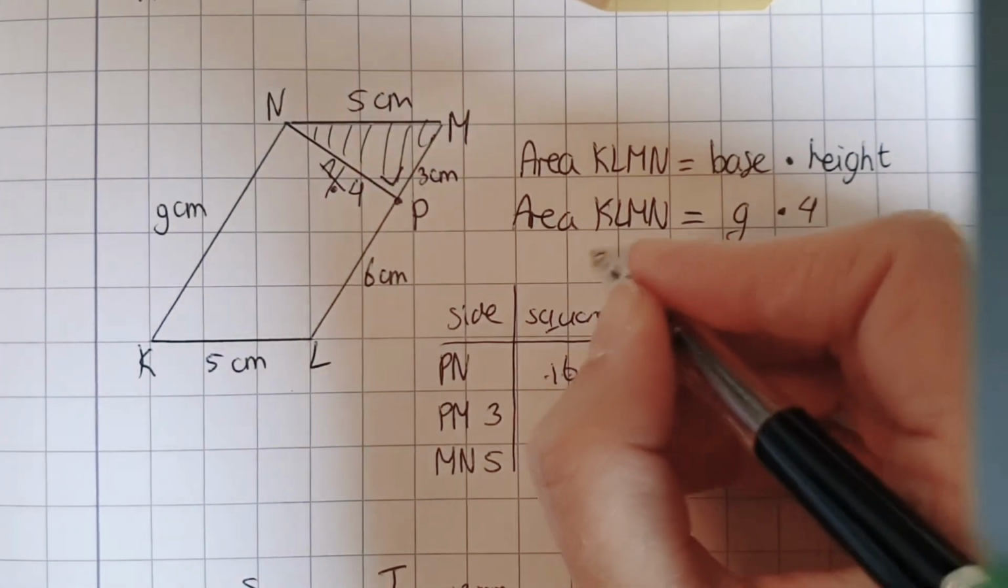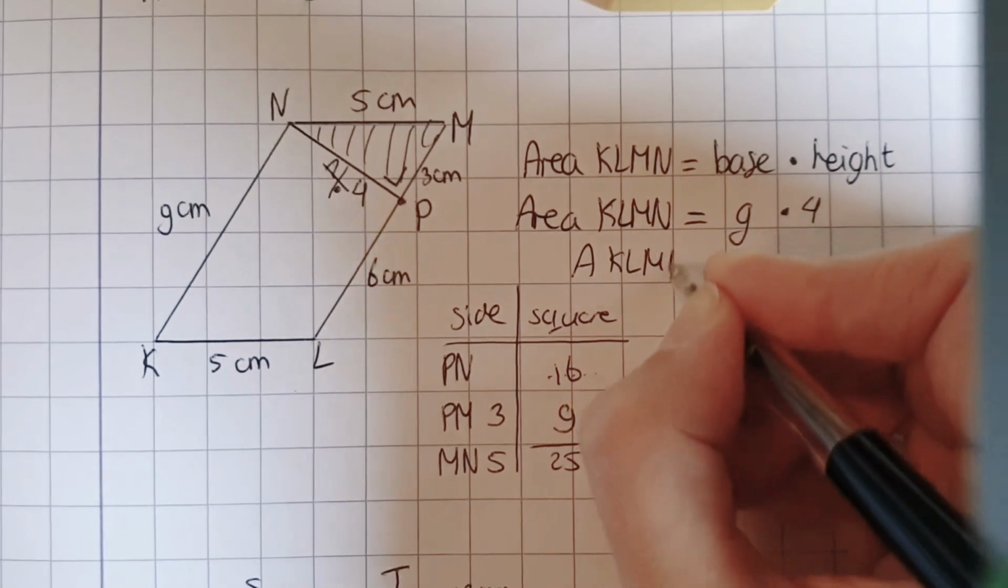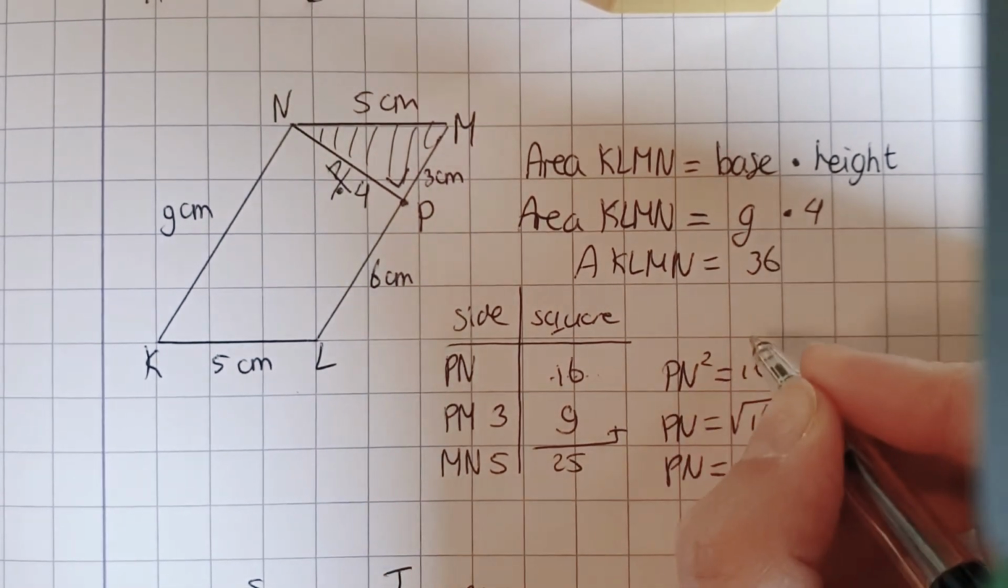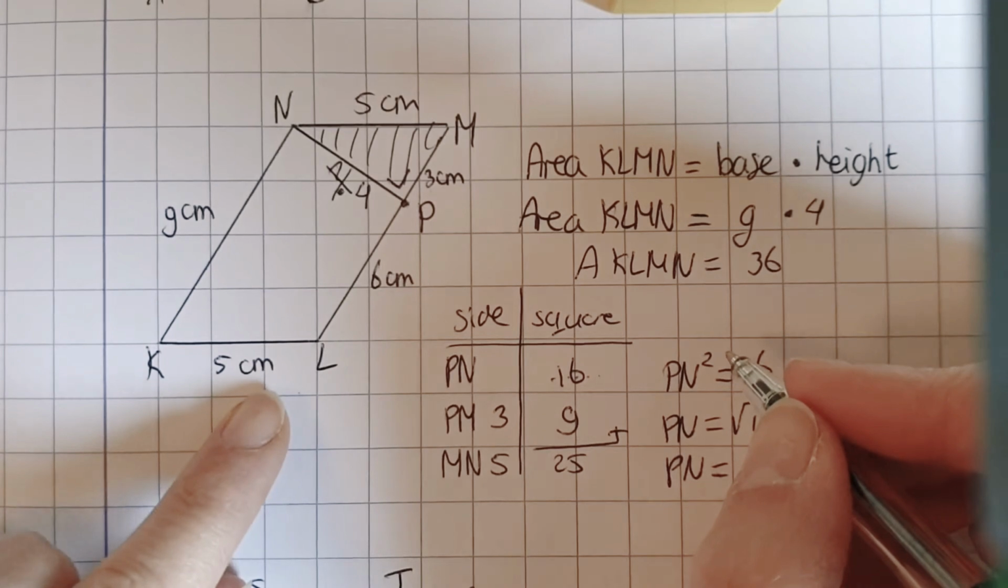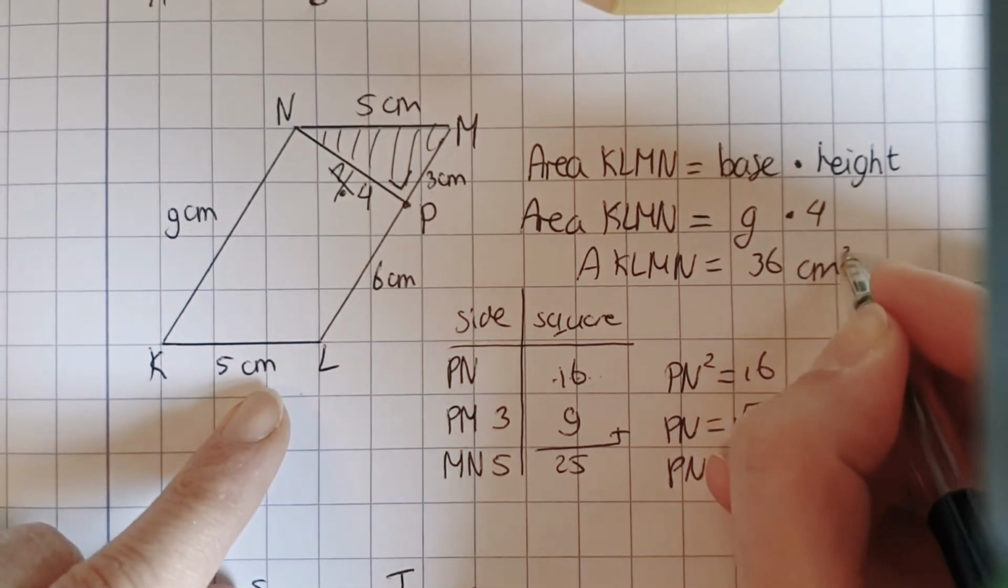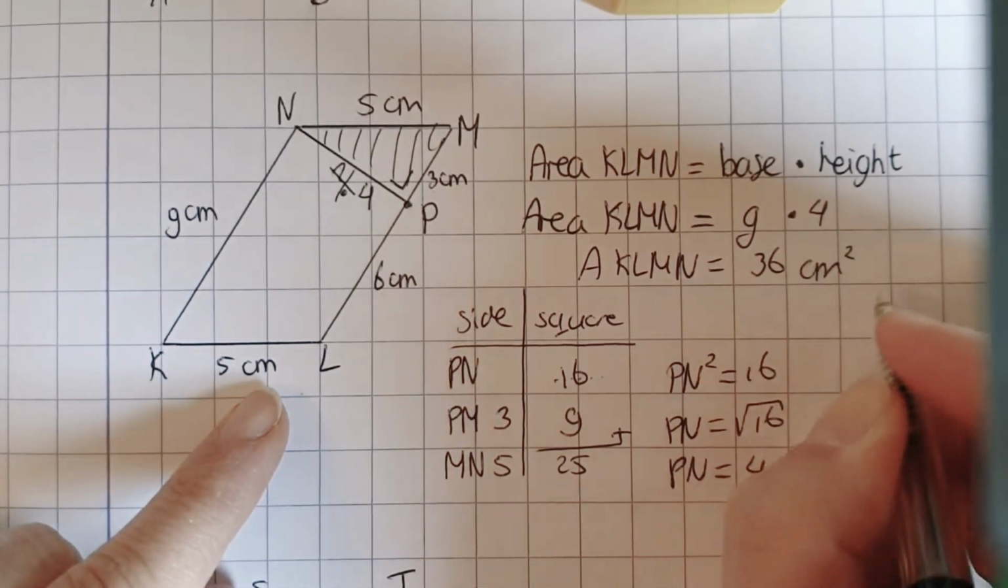9 times 4, I know what it is. So the area of KLMN is 36. The unit was centimeters, so this is centimeters squared. And this is the answer.